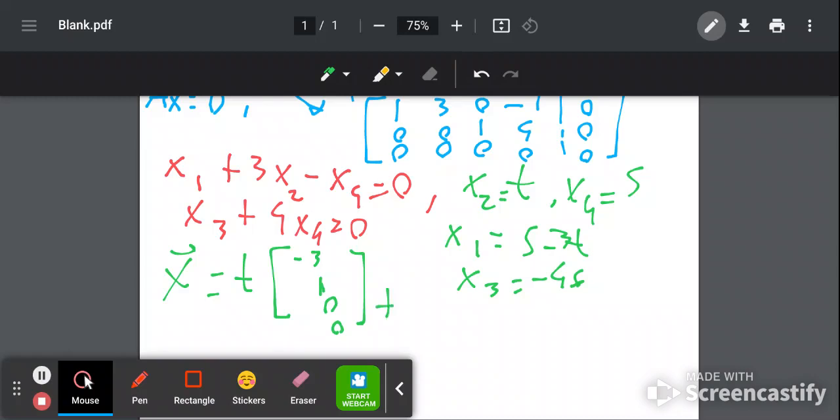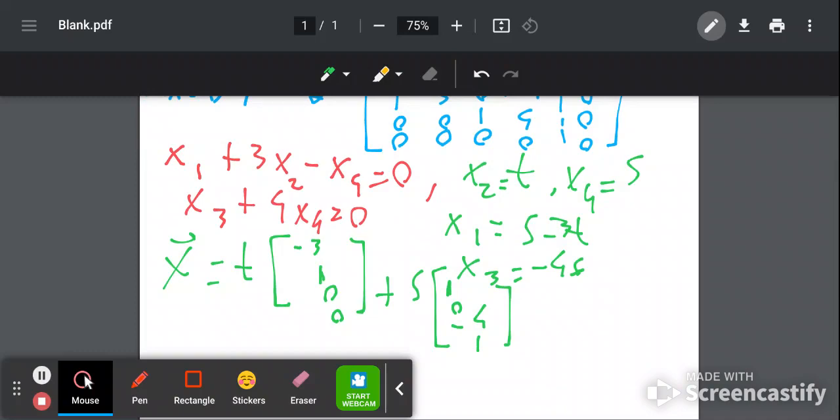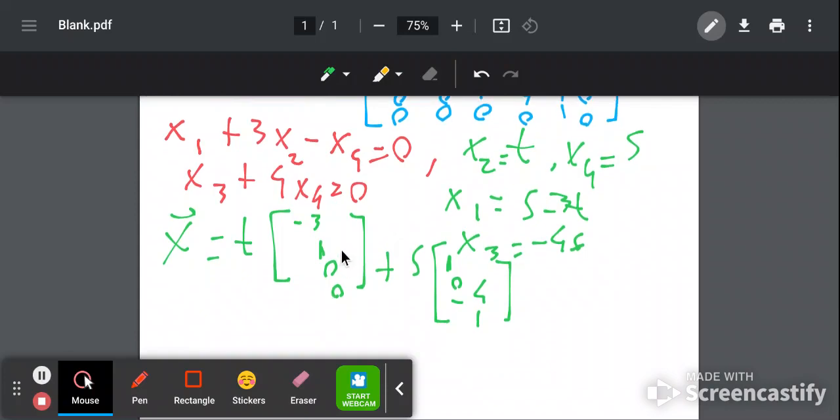Then we add s times a second vector. For x1 there's 1 because it's s minus 3t. For x2 there's 0 because it's t. For x3 it's negative 4, and for x4 it's 1. So now we can see that the kernel, which we want to write as a basis, is the span of 2 column vectors, and these are the 2 column vectors.